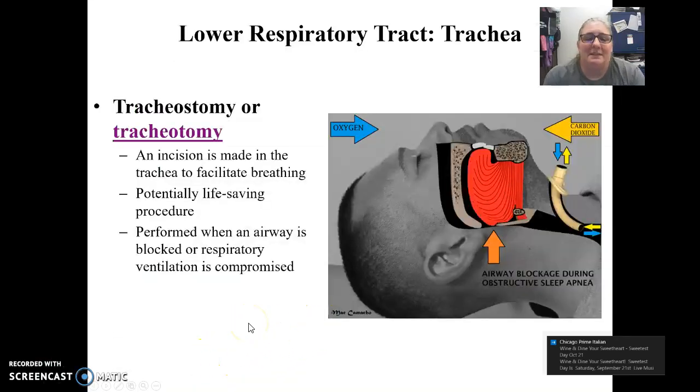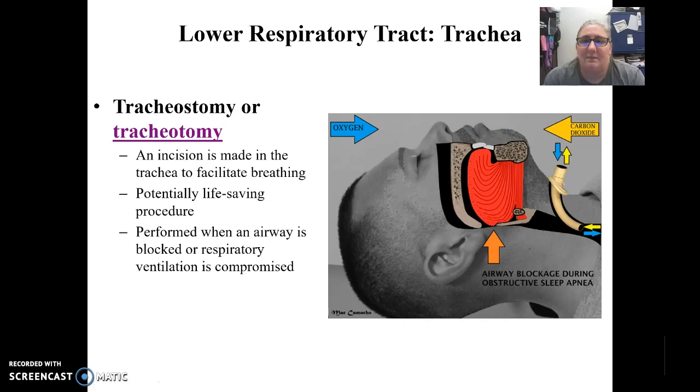Tracheotomies are done by professional doctors. I thought nurses could do them, but they can't. I believe EMTs are able to do them in emergency situations, but I know from talking to different nursing students, they are not allowed to do tracheotomies. But doctors do perform tracheotomies. A lot of tracheotomies are done as an emergency to make sure that the patient is able to breathe.